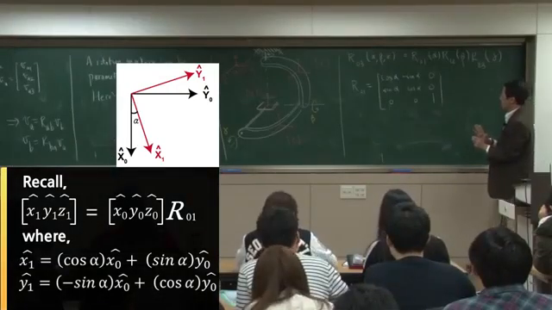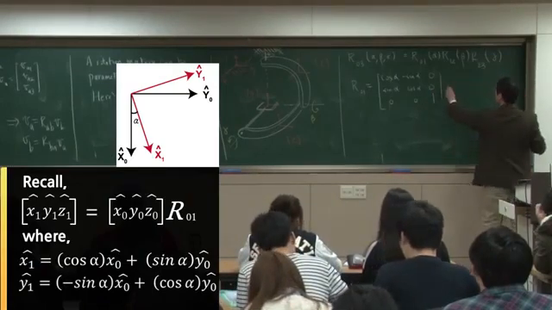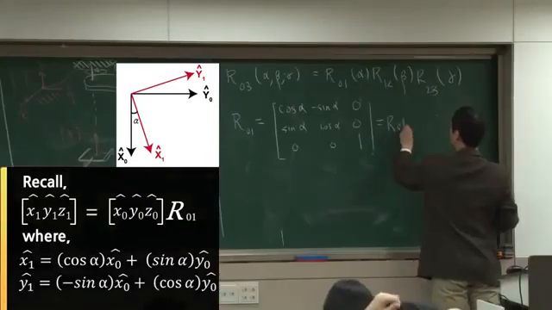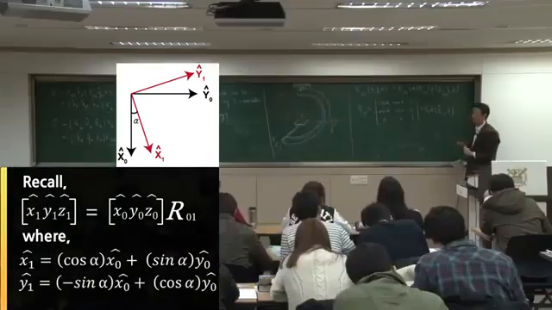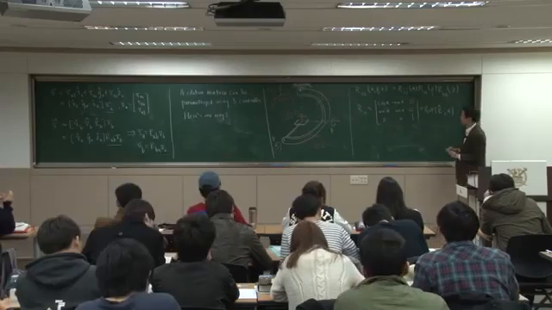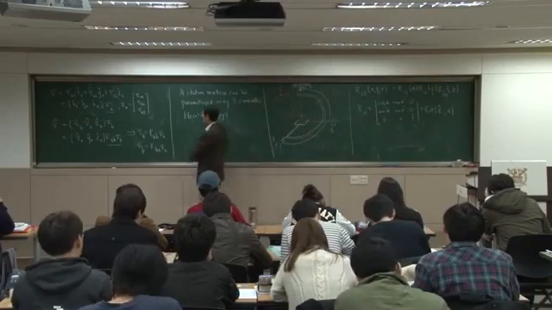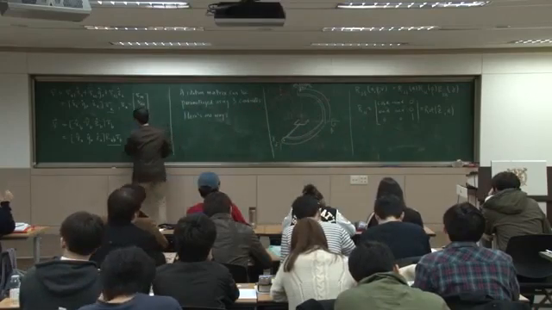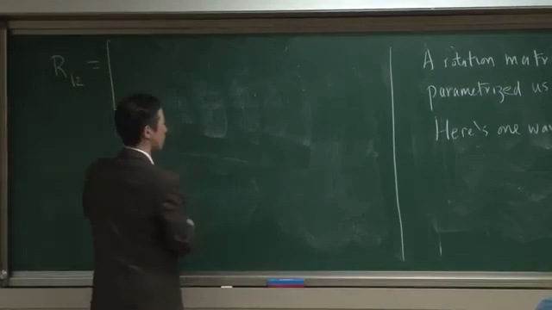So this is a rotation around the z-axis. We're going to use this notation: rotation around the z-axis by angle alpha. So let's use that. Now let's look at R12 and R23. So R12, let's see what happens.